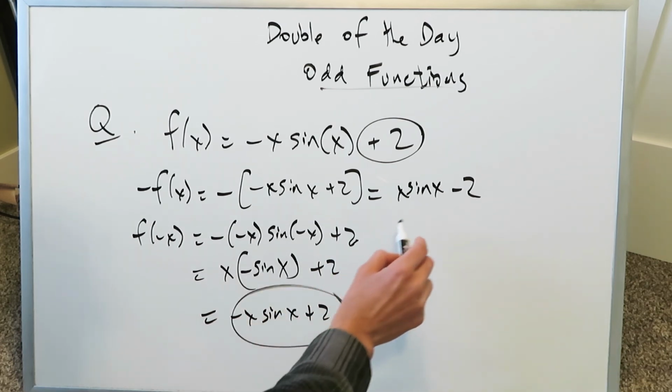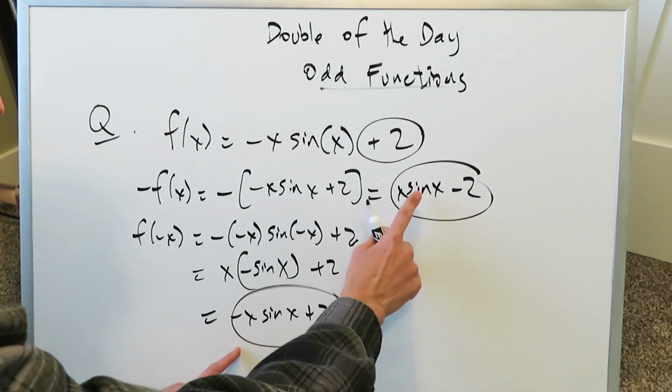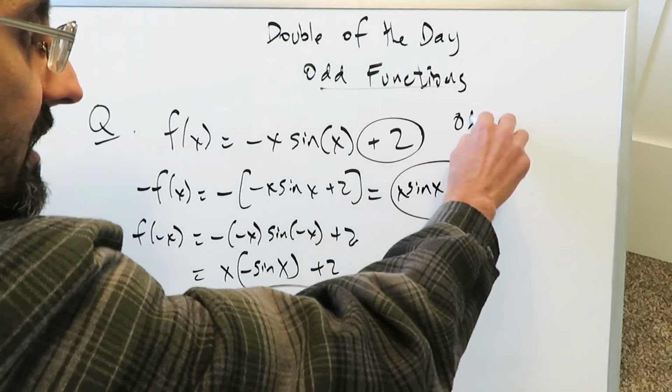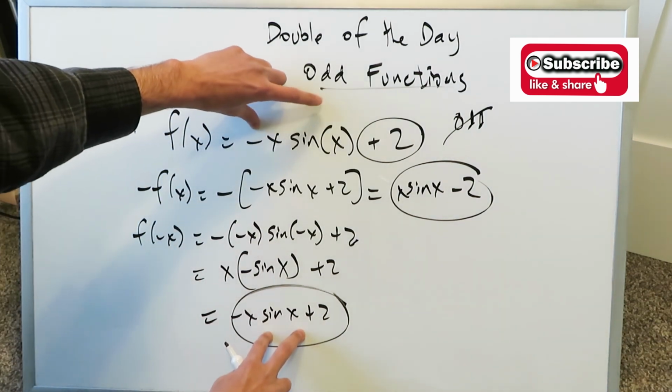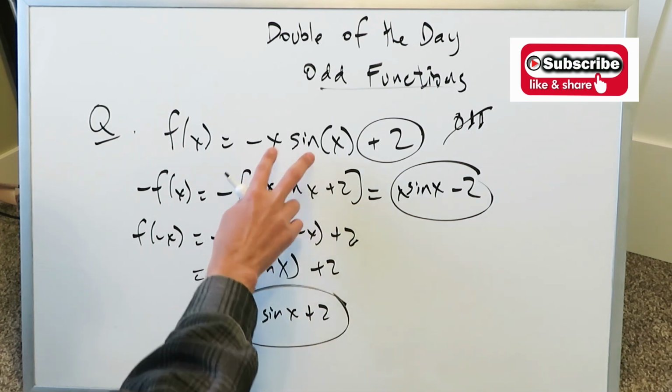And now we have to compare this with this. We have a minus x sine x plus 2. Here we have a x sine x minus 2. And it's not odd, that's for sure. But is it even? Well, we did f of minus x. Does this thing look like this right here? Does it look like that? It does. Minus x sine x plus 2 looks exactly like that.